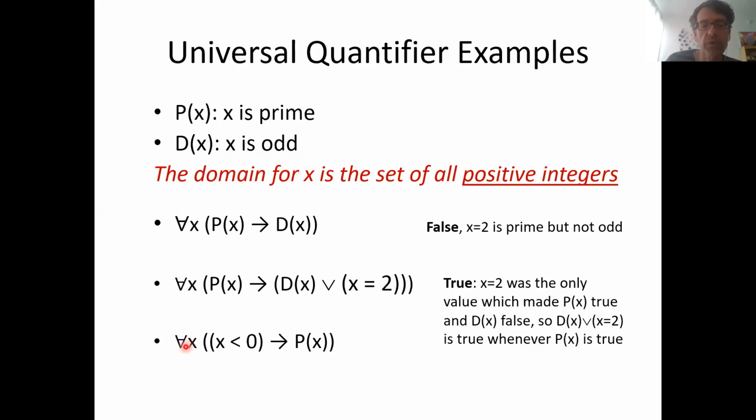What about for all x, if x is negative, then it's a prime? Strange, no? But look at the domain. It's positive integers. Is it true that for all x's in this domain, the statement, if x is negative, then x is prime, is true? And it is true, because the first part of this implication is always false. And therefore, what you're saying is a statement that says something false implies, who knows?